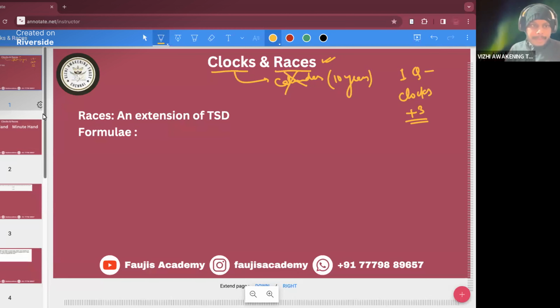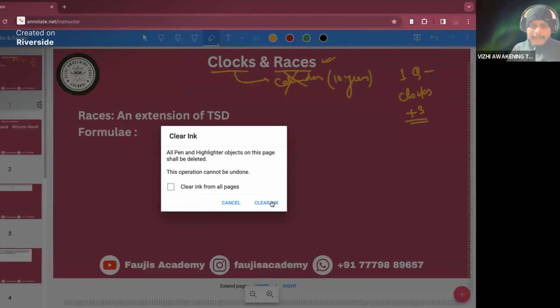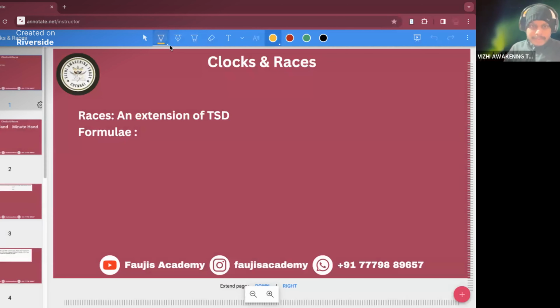So let's study the races chapter first, because that's easy. Both of them are easy. But since races is an extension of time, speed, and distance, it will be much easier for us to understand, and clocks will bring a little bit of a new concept into the picture.